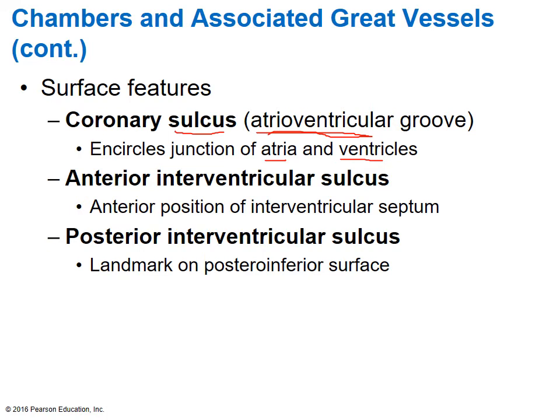As you can see from that name, that sulcus, that groove, will lie between the atrium and the ventricle. So it will allow you to see the border where the bottom and the top chamber meet together. Your interventricular sulcus, as you see in the name, will lie in between the ventricles. You have one towards the front of the heart, the anterior one, and you have one towards the back of the heart, the posterior one. This sulcus will allow you to see where you have the left versus the right ventricle.